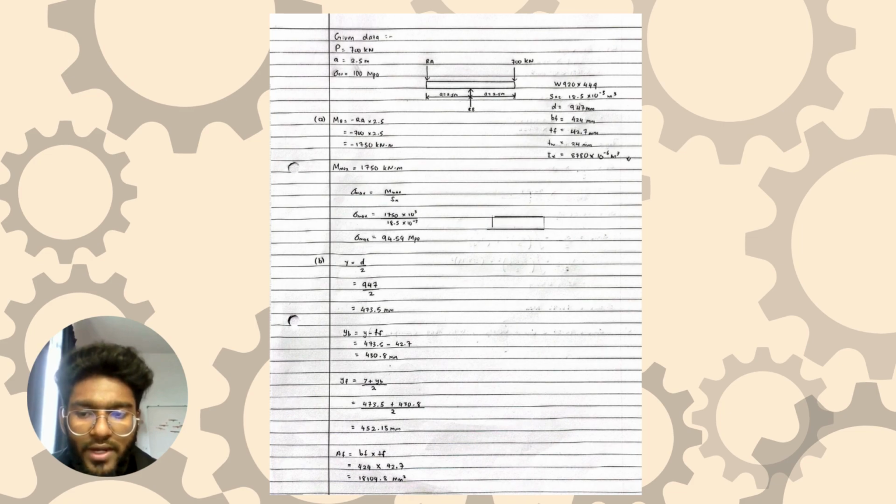First, we need to find the maximum moment, which equals RA times a, equals 700 times 2.5, equals 1750 kilonewton meter. Then we use the bending stress formula. Maximum stress equals maximum moment over section modulus, equals 94.59 megapascal.